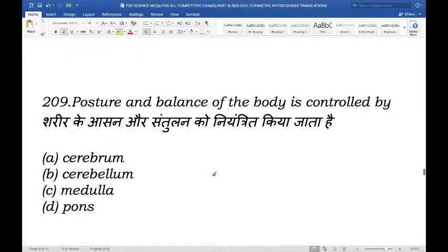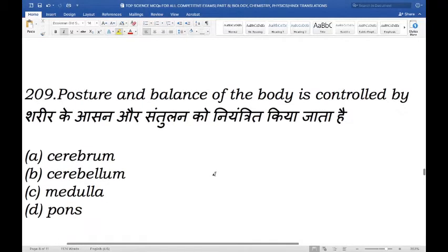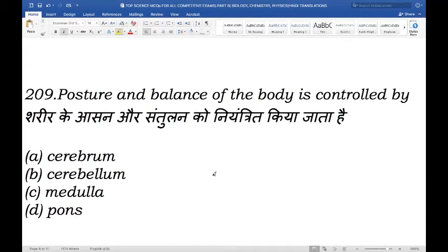Okay, so the next question. Posture and balance of the body is controlled by, is it A, cerebrum, B, cerebellum, C, medulla, or D, pons? So which of these options controls posture and balance? And the right answer here is cerebellum.